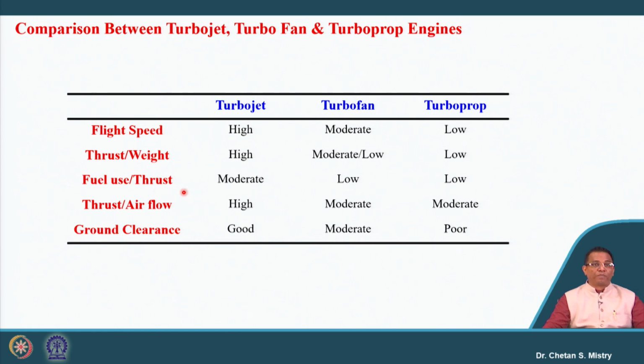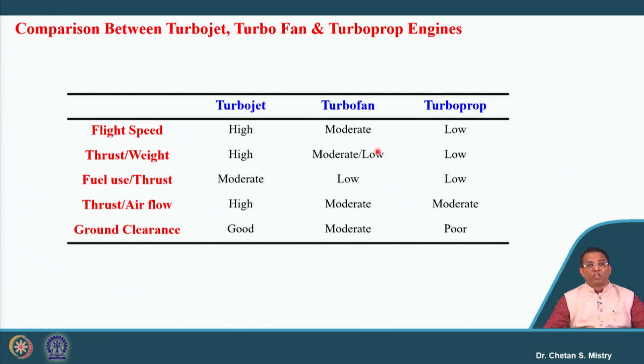The next important parameter for selection is thrust to weight ratio. If we configure a turbojet engine, it has a high thrust to weight ratio. For the turbofan engine, it will be moderate or lower, and for the turboprop engine it is the lowest. The amount of fuel used for thrust is moderate for the turbojet engine, and lowest for the turbofan and turboprop engines. And that's where our commercial aircraft come into the picture. We are discussing fuel economy. When we are configuring for fuel economy, the choice is the turbofan engine and the turboprop engine.